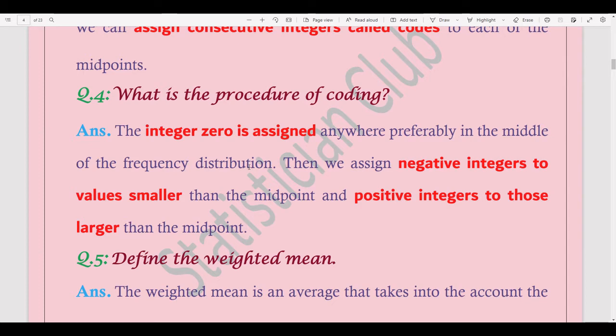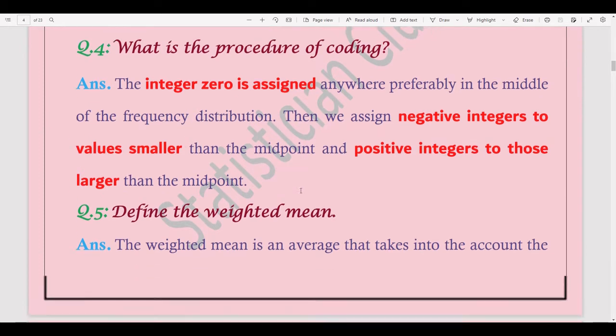Suppose that you have 7 observations. You take the middle value, in which the negative values will be 1, 2 or 3, and if you take 3 negative values, it means 3 or more will be the positive values. 1 is 0, and 3 are positive values. So remember that when you take the assumed mean, then your negative values will be smaller than the positive values by performing coding.